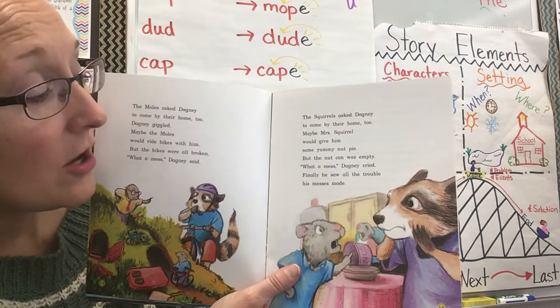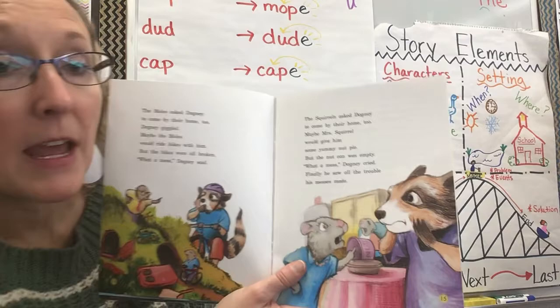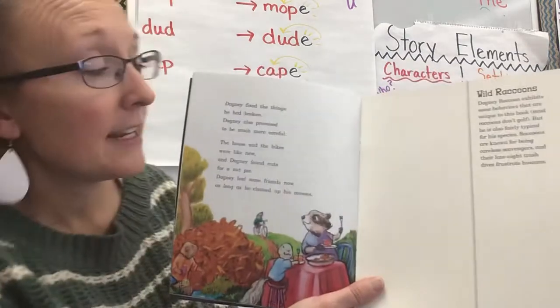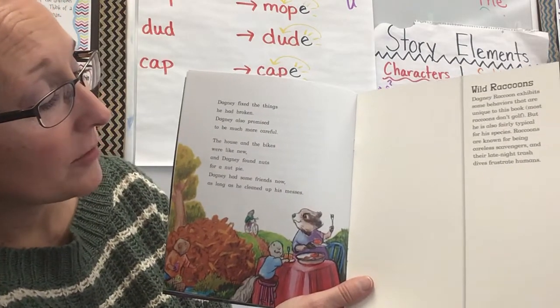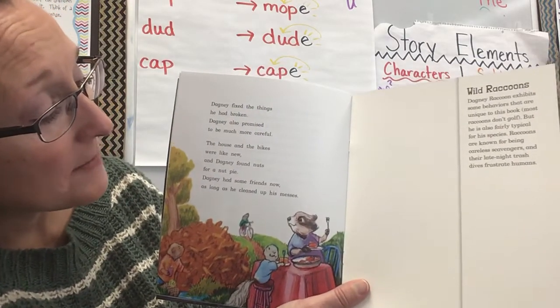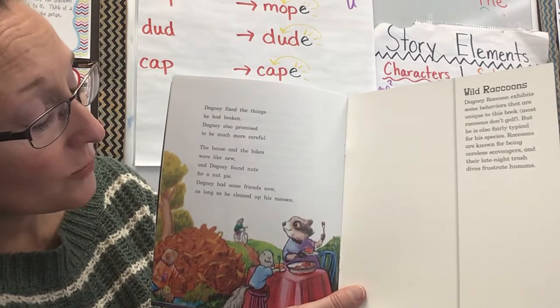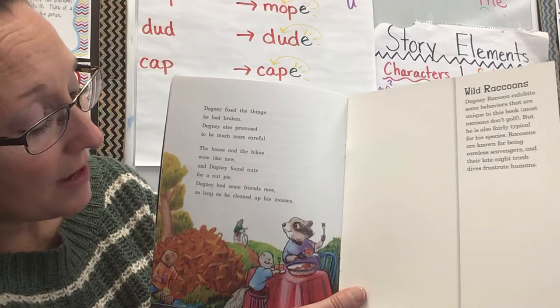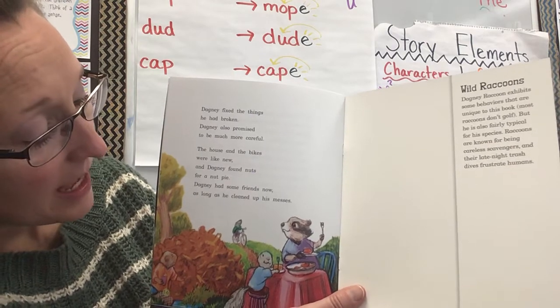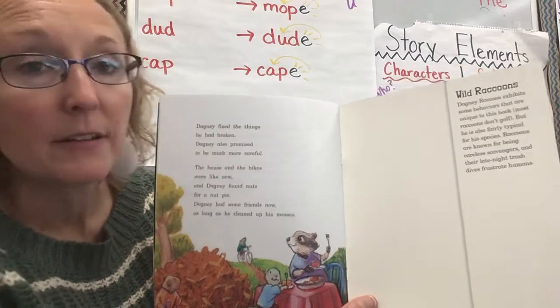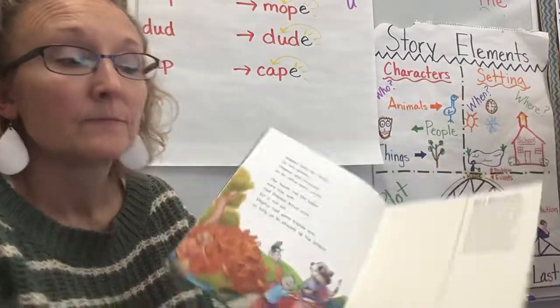Finally, he saw all the trouble his messes made. Did he finally realize? I think he did. Dagny fixed all the things he had broken. Dagny also promised to be much more careful. The house and the bikes were like new, and Dagny found nuts for a nut pie. Dagny had some friends now, as long as he cleaned up his messes.